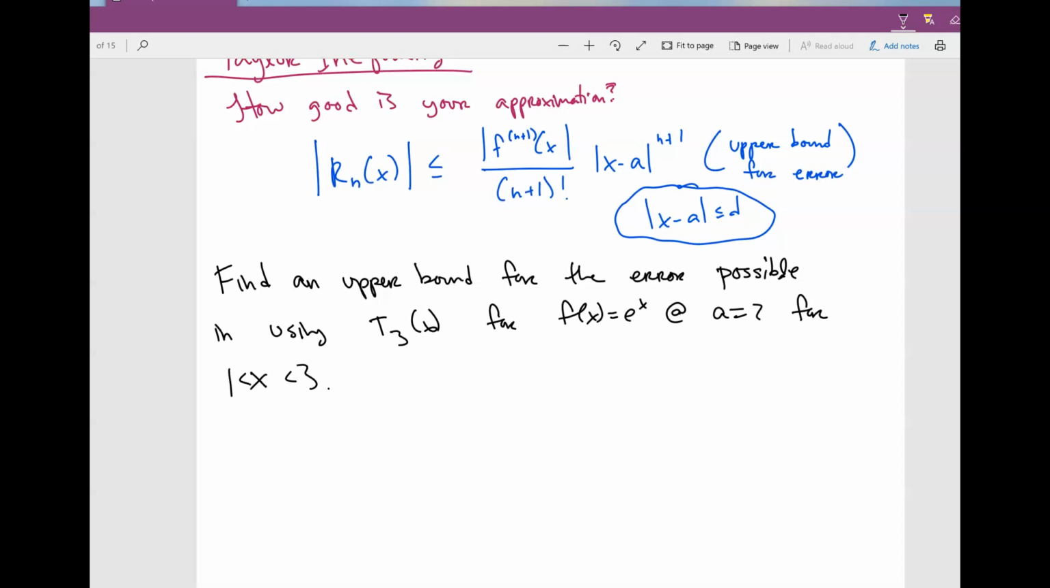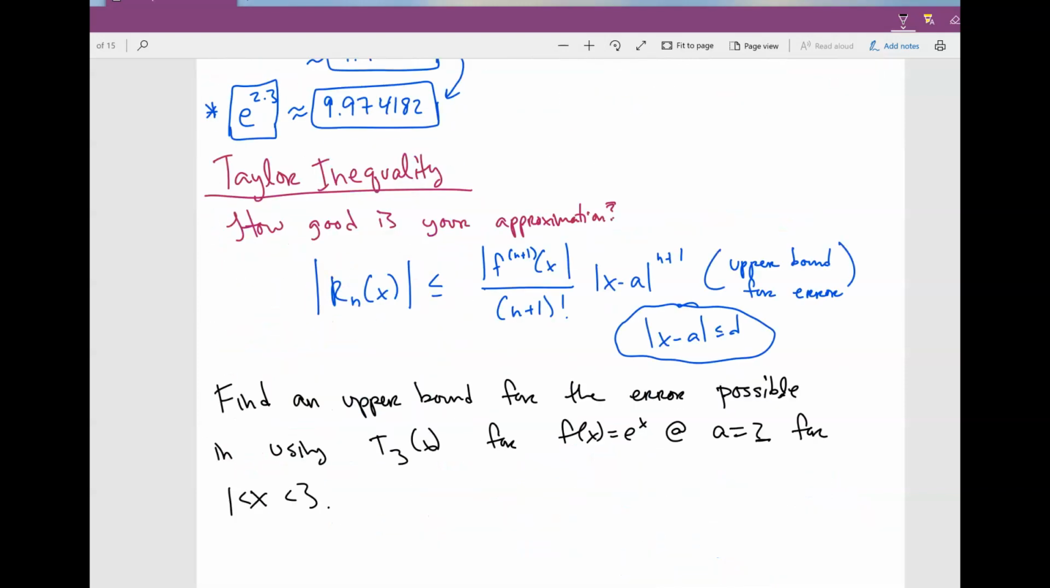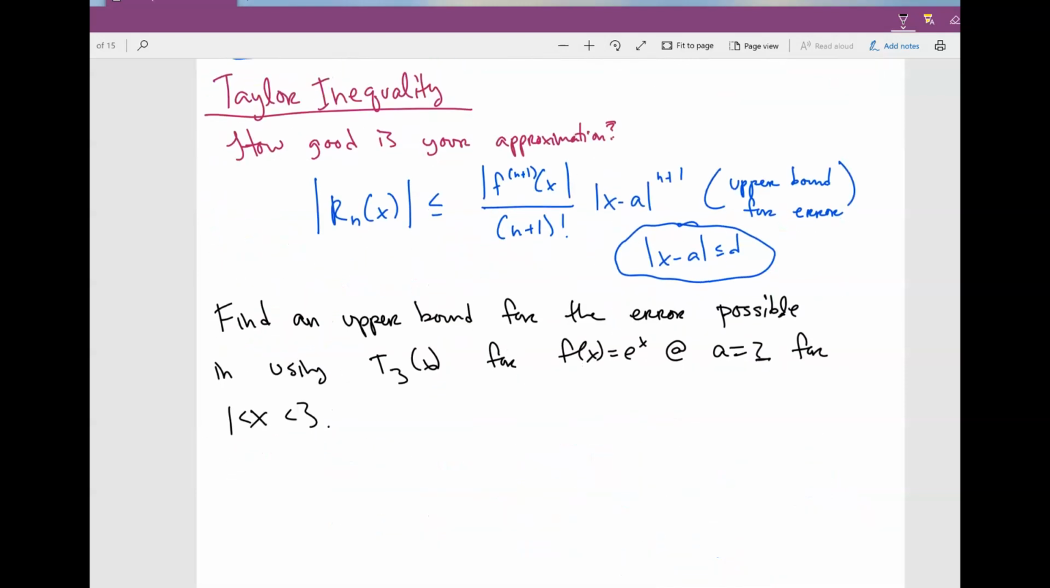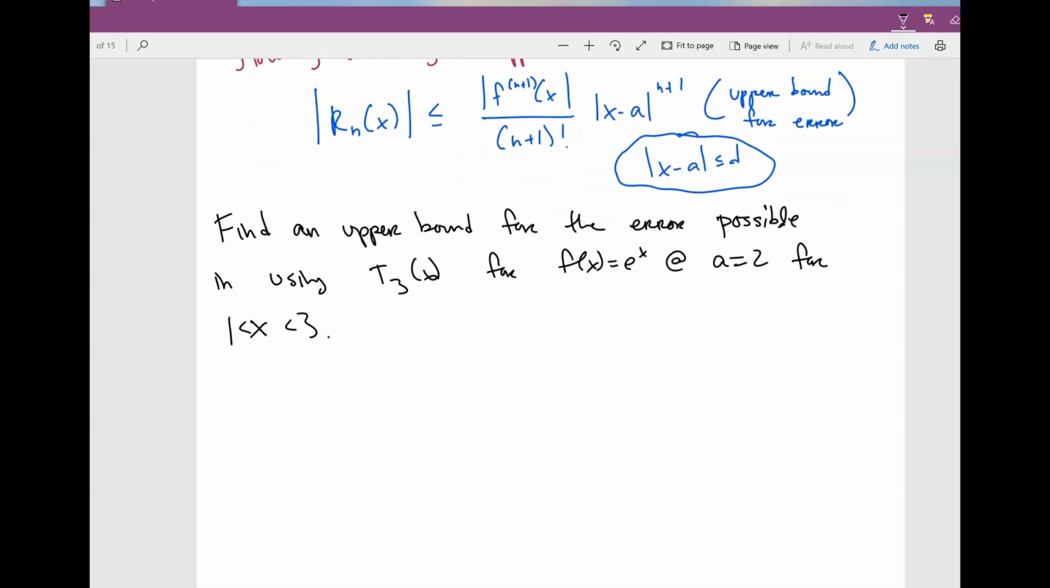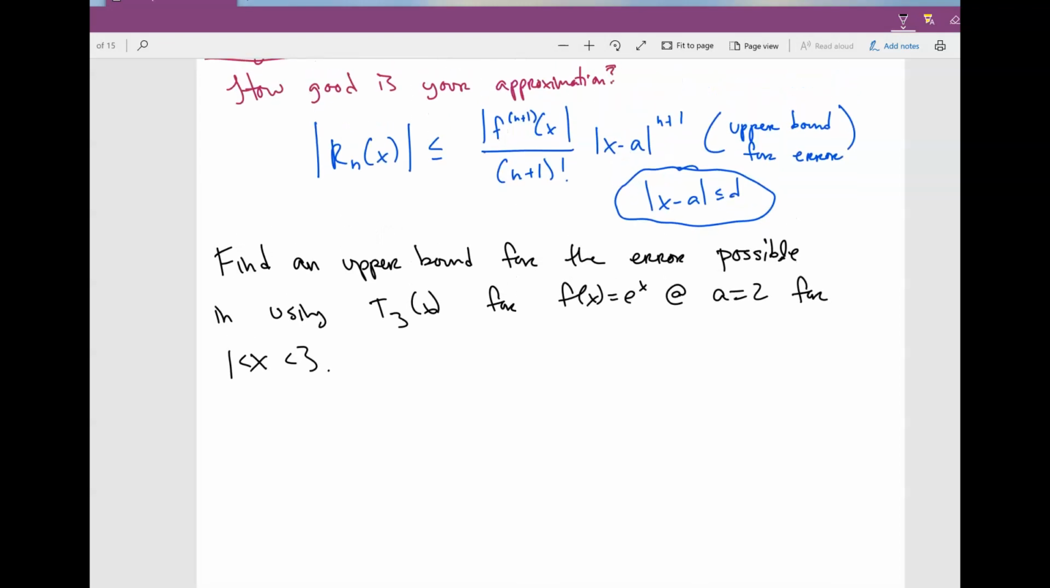So basically what this is saying is that if I use this Taylor polynomial that I just calculated, T3 of x, to estimate f of x equals e to the x centered at 2, if I were to choose any values between 1 and 3, how is that going to affect my error? So what is the maximum error that I'm going to get? One of the things that we're going to use is this formula up here.